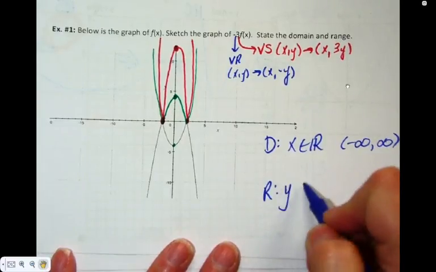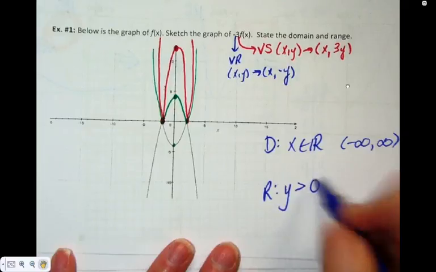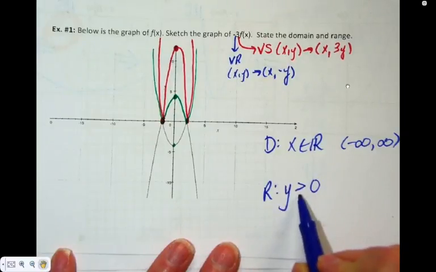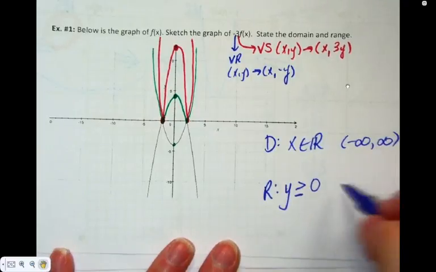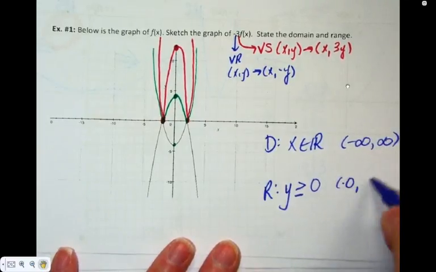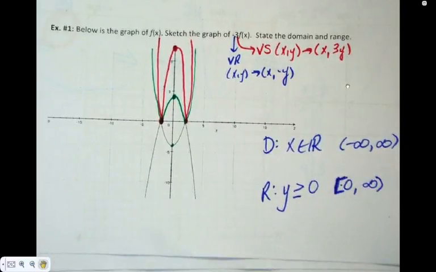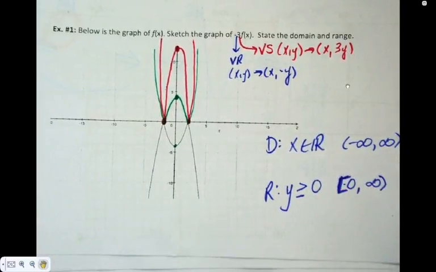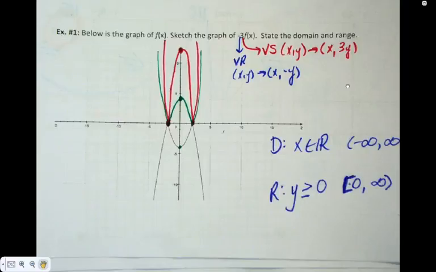y greater than or equal to 0, because there's actually a point right on 0. If we want to match this notation, 0 to infinity. 0 with the square bracket, and not a little dot there. Because there's a dot at 0, so it's equivalent to the or equal to. Round brackets means close to, but not including that value.